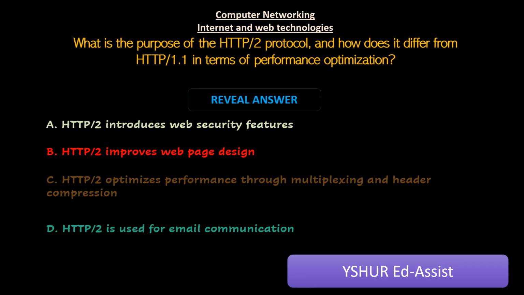What is the purpose of the HTTP/2 protocol? And how does it differ from HTTP 1.1 in terms of performance optimization? A. HTTP/2 introduces web security features. B. HTTP/2 improves web page design. C. HTTP/2 optimizes performance through multiplexing and header compression. D. HTTP/2 is used for email communication.